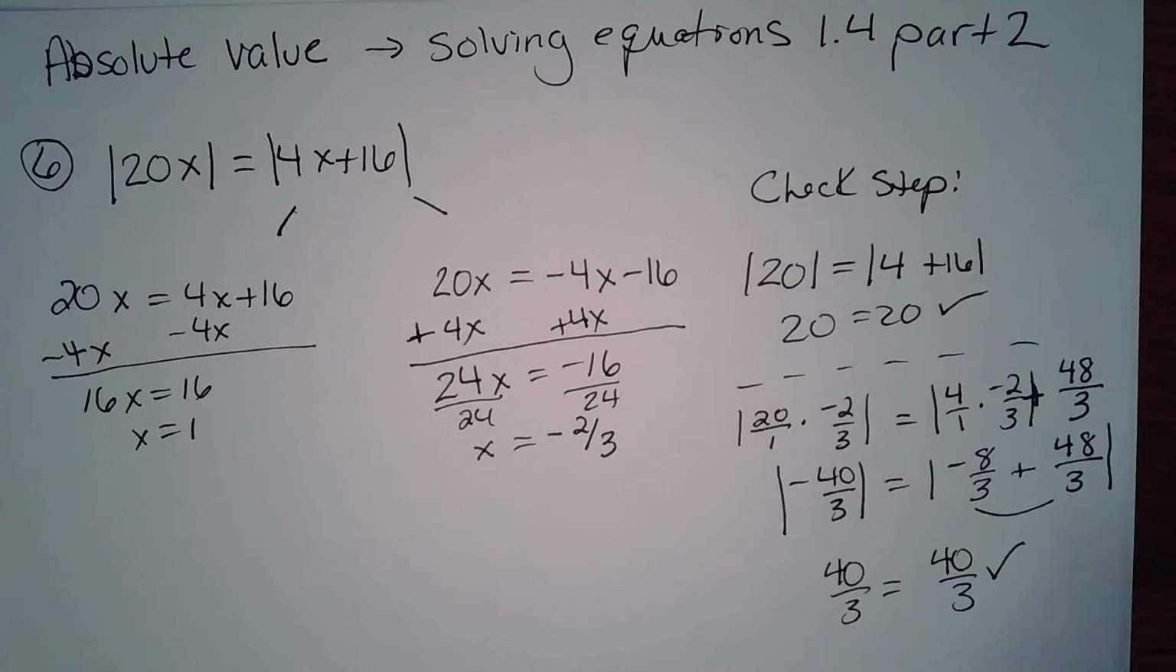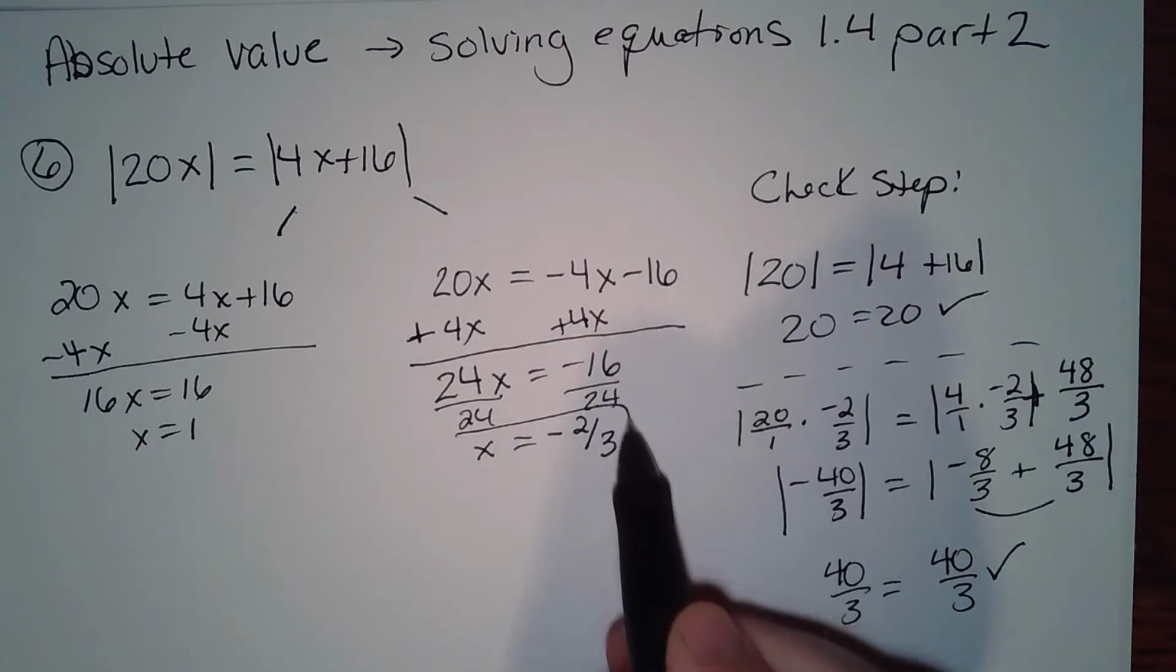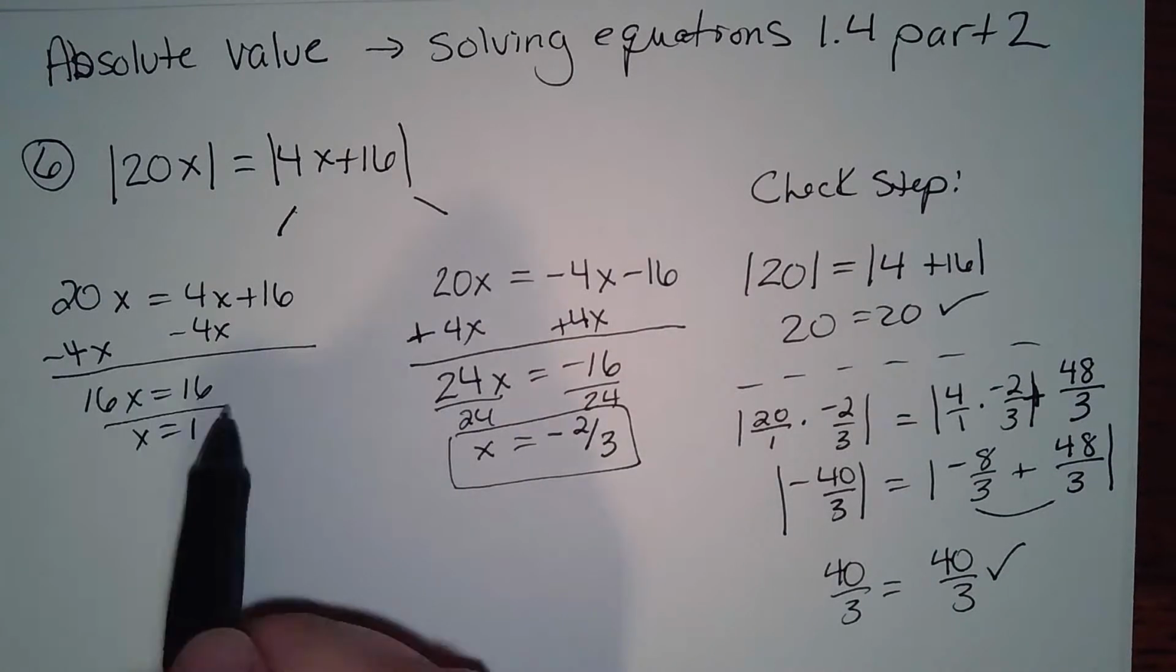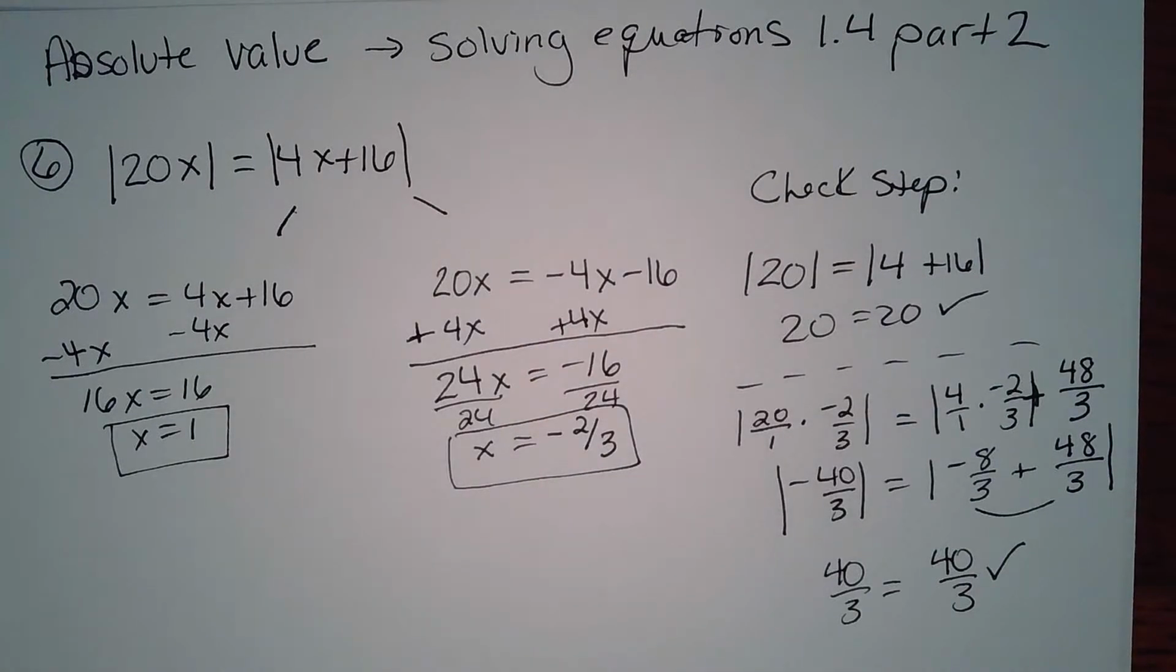So that means you have two answers here. We have negative 2/3 and positive 1. If it hadn't checked out, then one of them would not have been a solution. So a little more complex, but the same concept. So let's look at number 7.